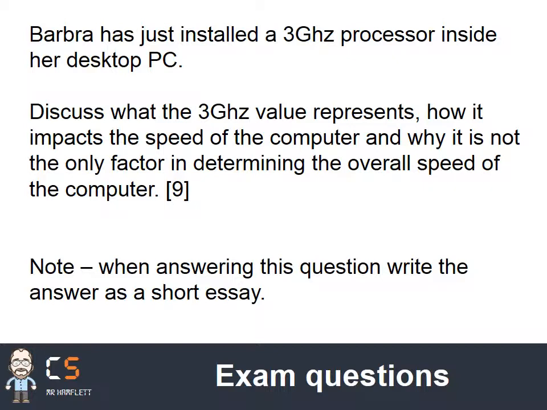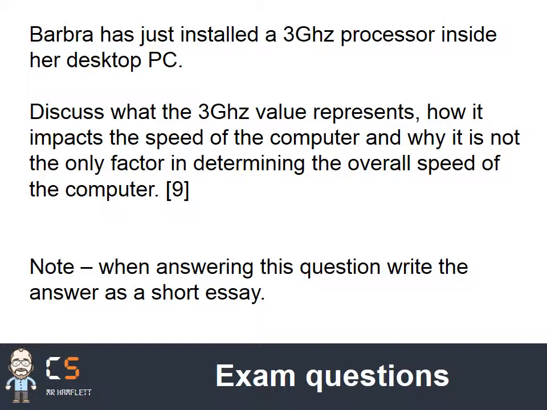And this last question, I'm just going to spend a little bit of time talking about. Barbara has just installed a 3 GHz processor inside her desktop PC. Discuss what the 3 GHz value represents, how it impacts the speed of the computer, and why it's not the only factor in determining the overall speed of the computer. So for this question, you need to write a short essay.